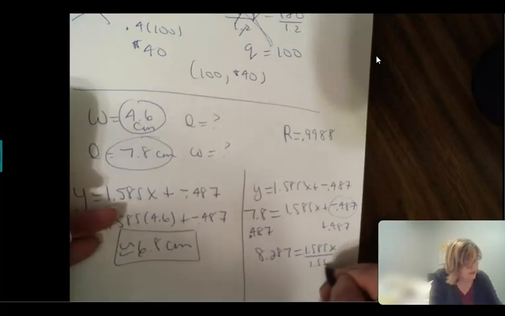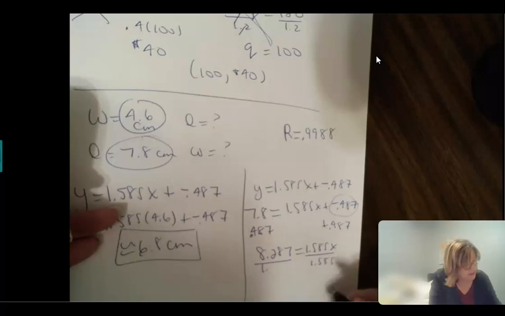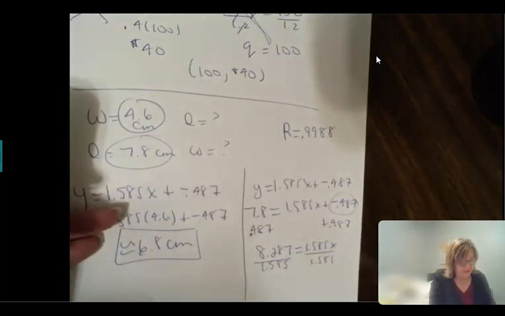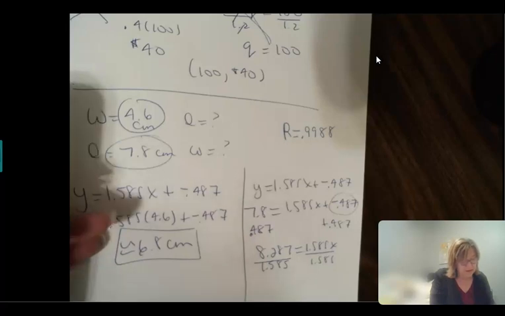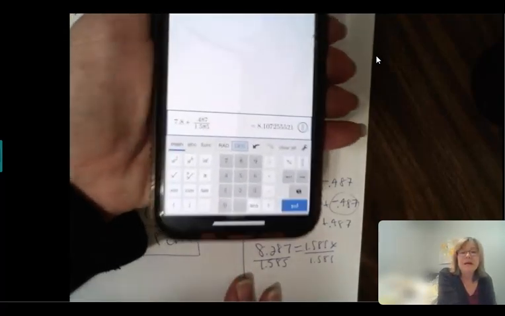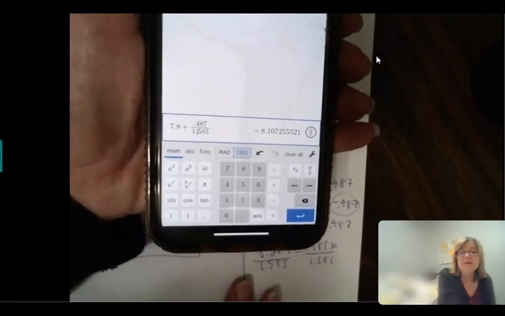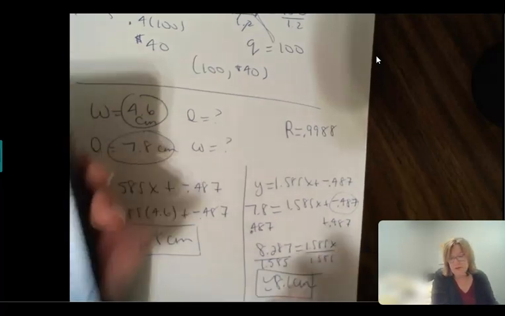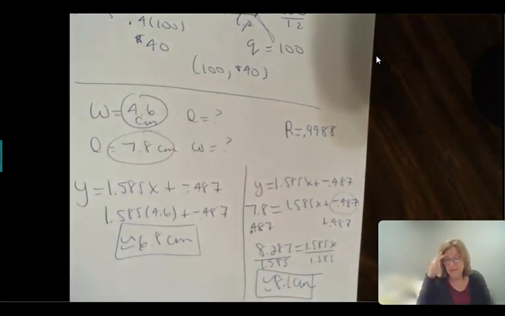And then I'm going to divide both sides by the slope, 1.585. So I'm going to take my previous answer and divide by 1.585. Hopefully that's right. Okay, I got about 8.1, I think, if I type that in right. And that would be centimeters. All right, so those are some of the quick problems I wanted to go over from that one.